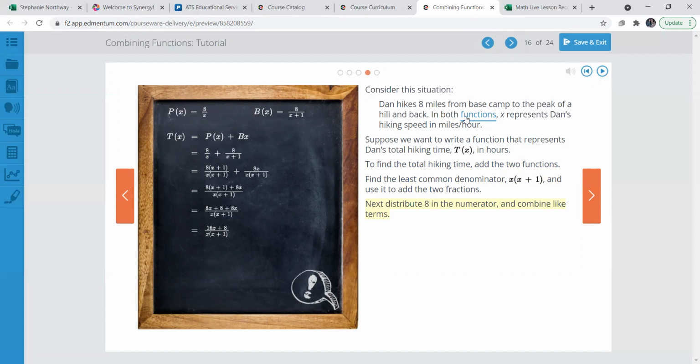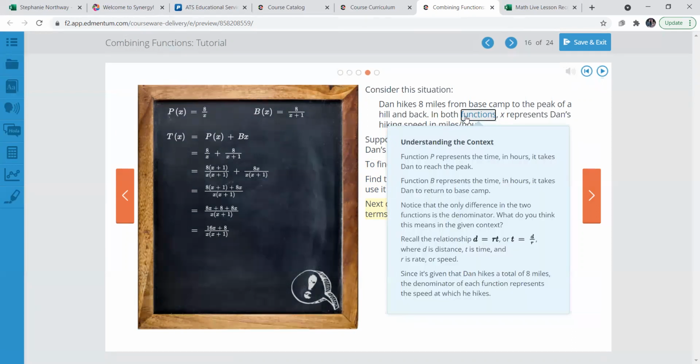So let's go read this again. Function P represents the time in hours it takes Dan to reach the peak. Function B represents the time in hours it takes Dan to reach base camp. And notice that the only difference in the two functions is the denominator. Okay, so as you can see, the denominator is different in both of them.